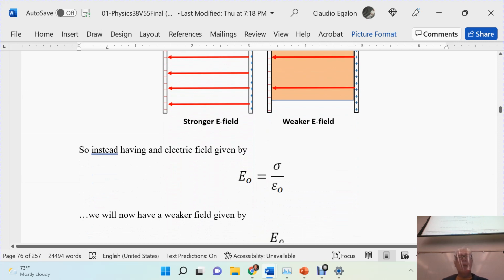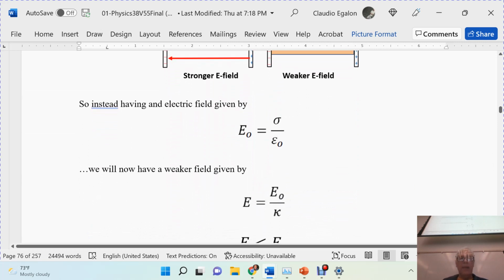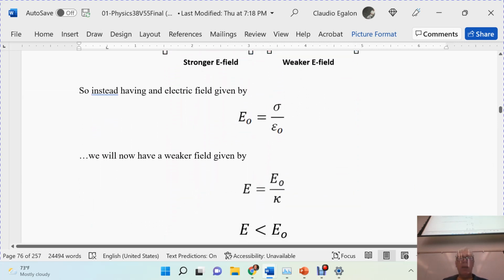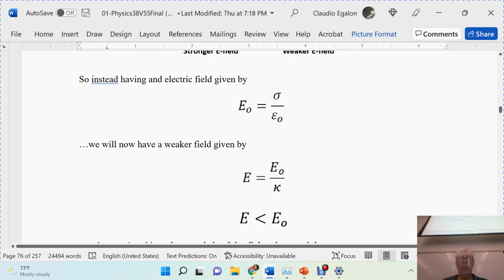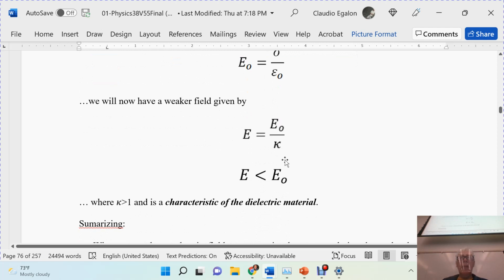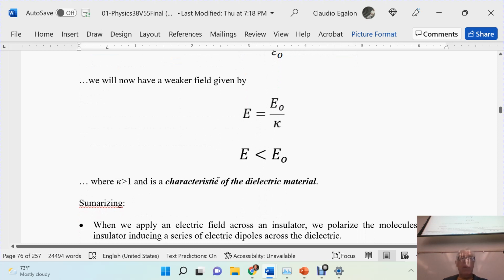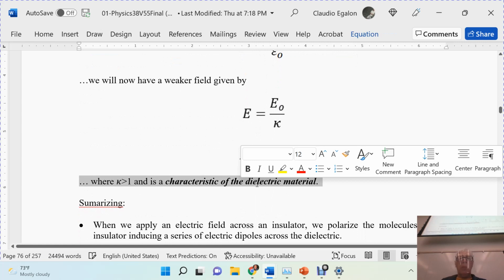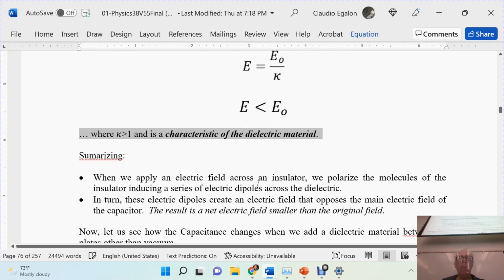Okay, so instead of having a field given by sigma over epsilon naught, you're going to have something else, given by E naught divided by kappa, where kappa is going to be greater than 1. Okay, and again, kappa is a characteristic of the dielectric material. That's what you have to know. If you're going to solve any problems, you have to know what the value of kappa is.